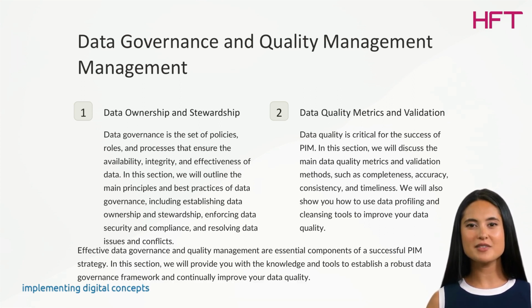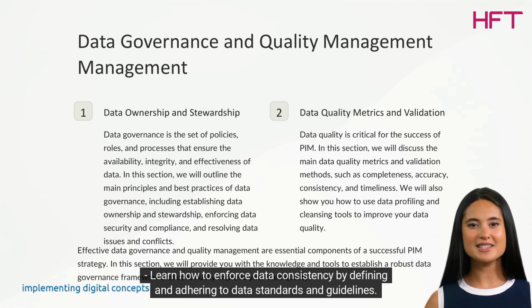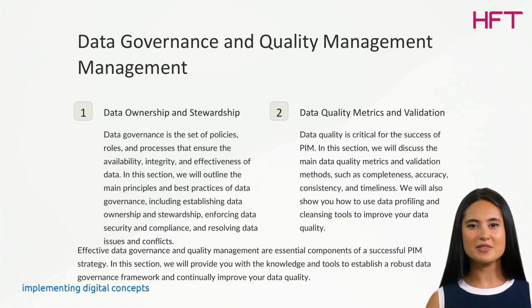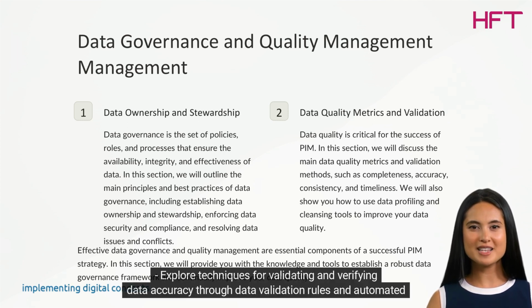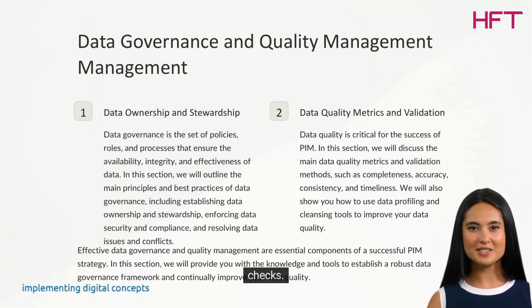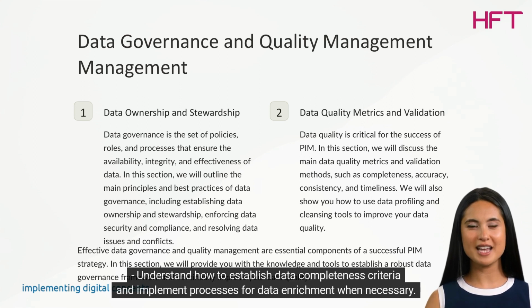Data consistency. Consistency ensures that data is uniform and standardized across all channels and systems. Learn how to enforce data consistency by defining and adhering to data standards and guidelines. Data accuracy. Data accuracy refers to the correctness and precision of data. Explore techniques for validating and verifying data accuracy through data validation rules and automated checks. Data completeness. Completeness ensures that all required data fields are populated with accurate information. Understand how to establish data completeness criteria and implement processes for data enrichment when necessary.